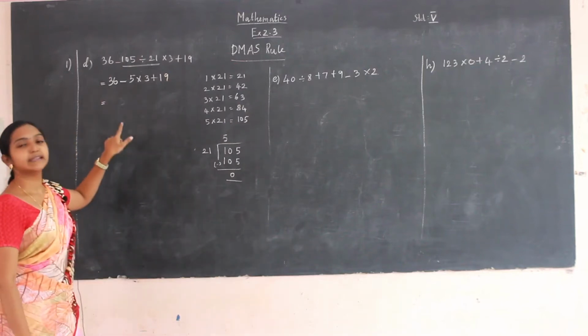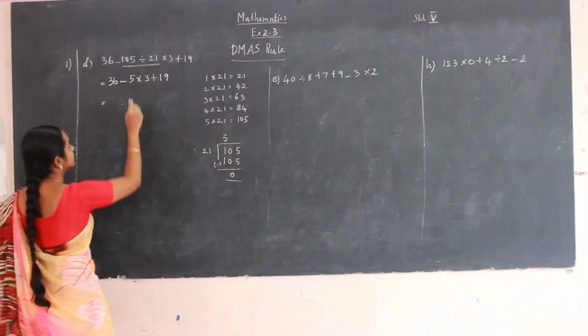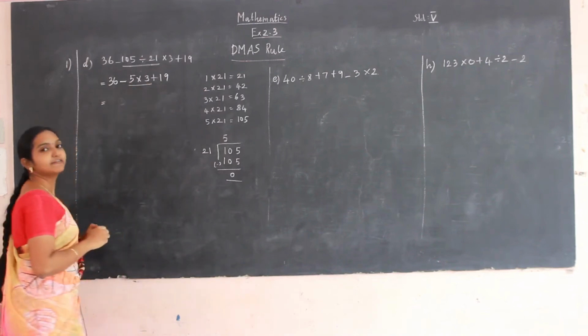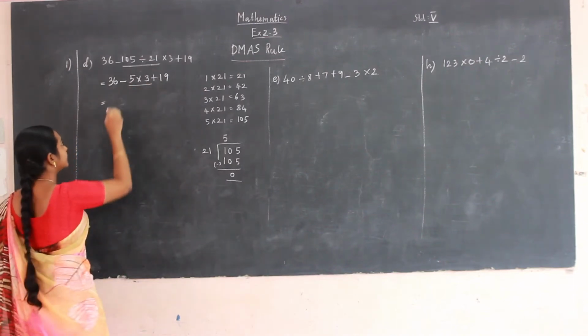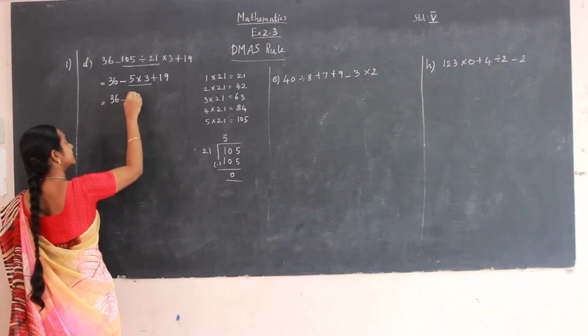According to the rule, next we have to multiply. Multiply 5 and 3. 5 3s are 15.